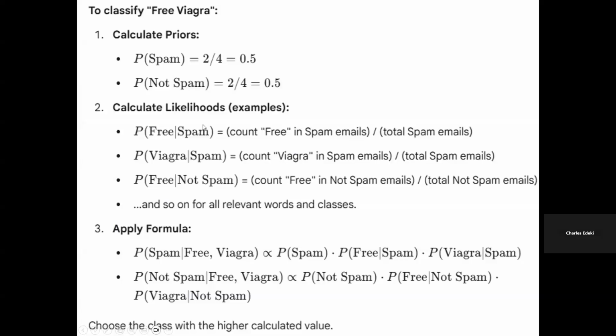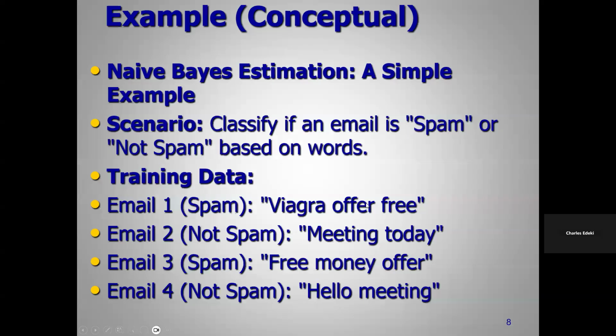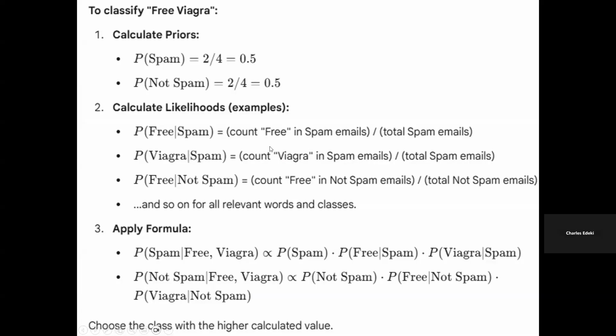Then next we calculate the likelihood, for example. What's the probability of free given spam? We have to count the words which will determine spam or not spam. So we count the word free in the spam emails divided by the total spam emails. So count free in spam emails divided by total spam emails.